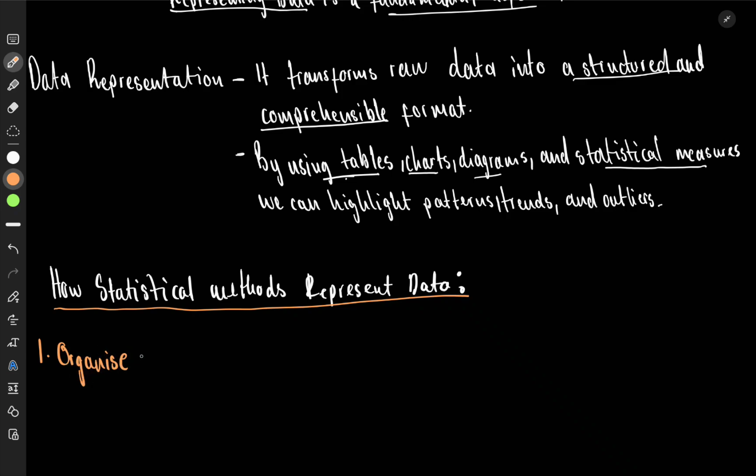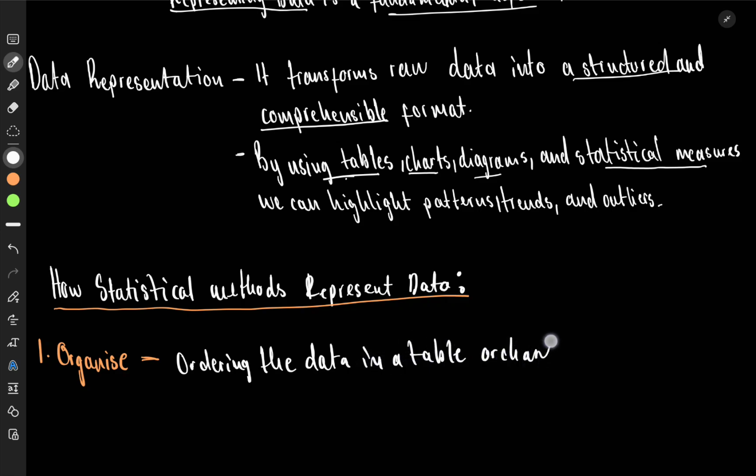By organizing data, we mean that you have to put it into tables so that you can be able to reference it or make comparisons. So let me say this is going to be ordering the data in a table, ordering the data in a table or chart. That's the first thing, right? Okay. Now, what is the second?